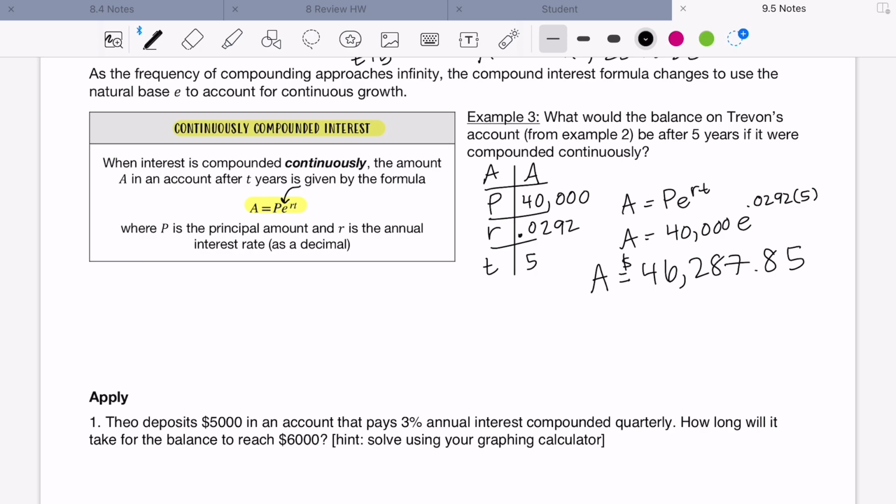Okay, so that is that one, and we're going to skip the apply for today. Alrighty, that's it.